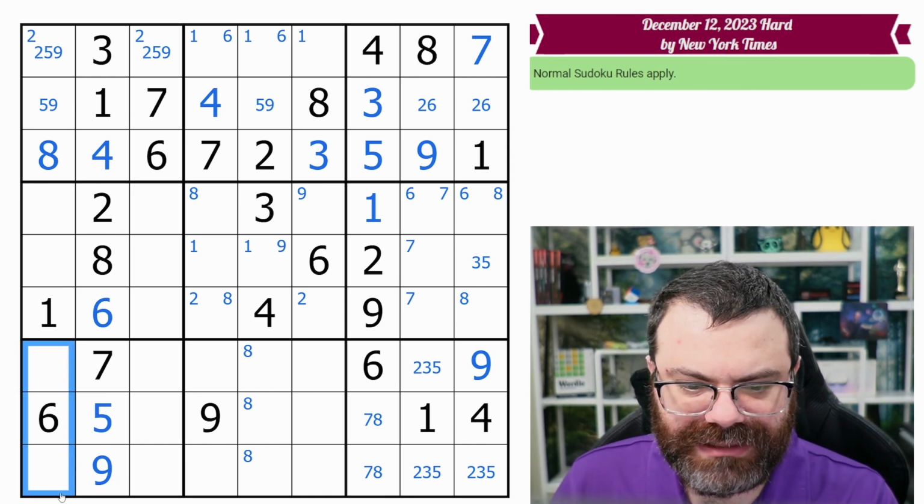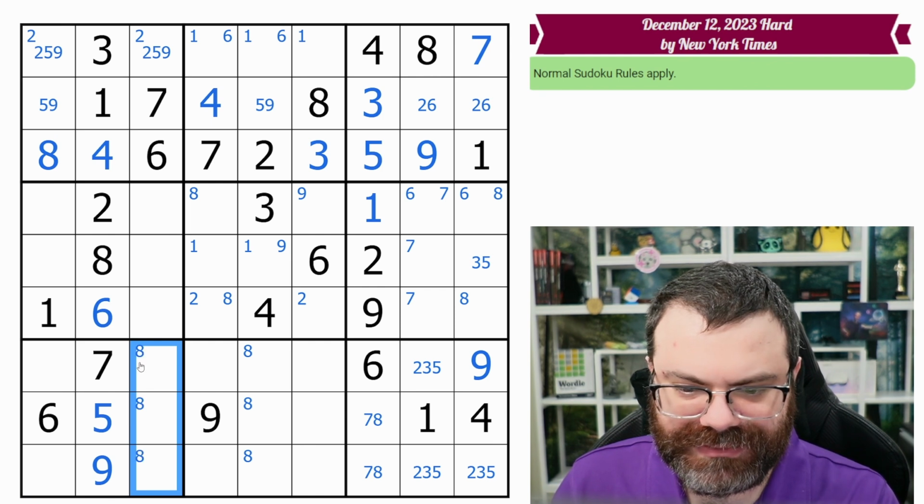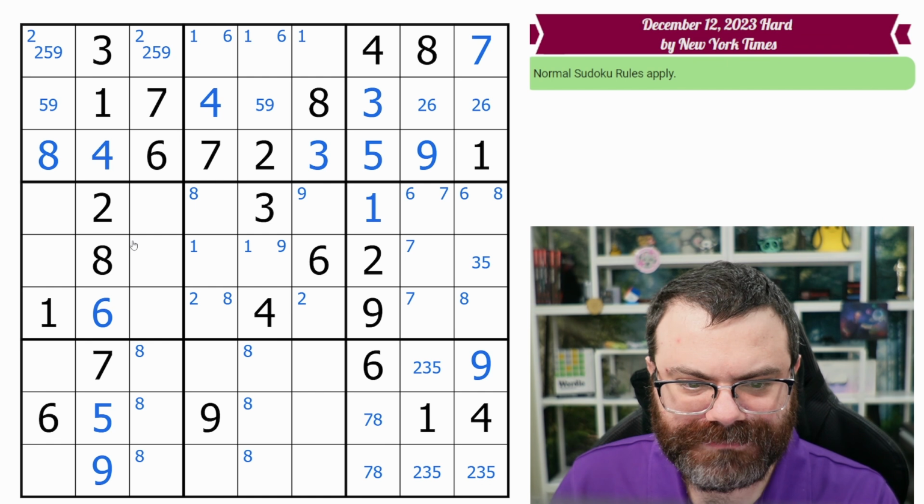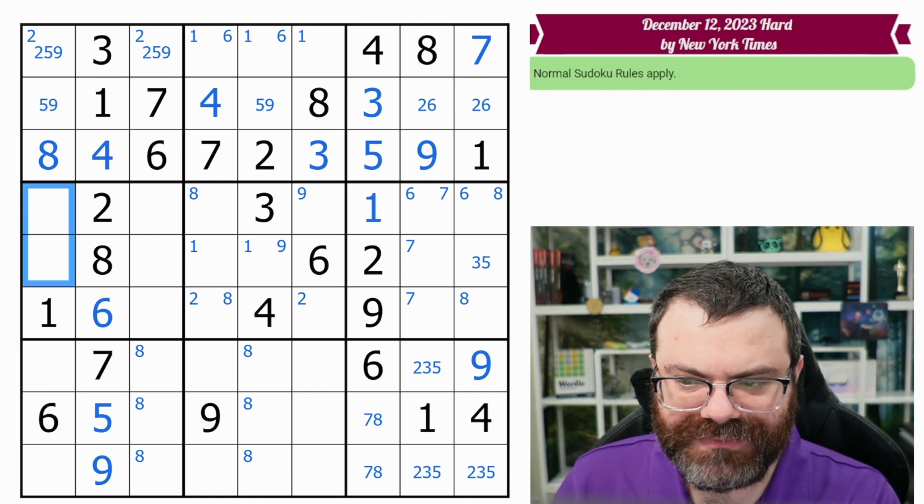What else did we get? This 8 looks down into here, so 8's in one of these, for what it's worth. 7 looks into here, so 7's in one of these two.